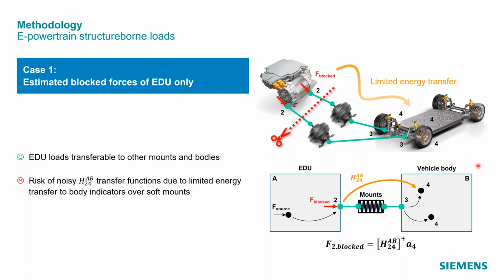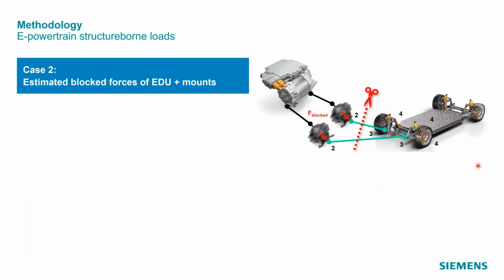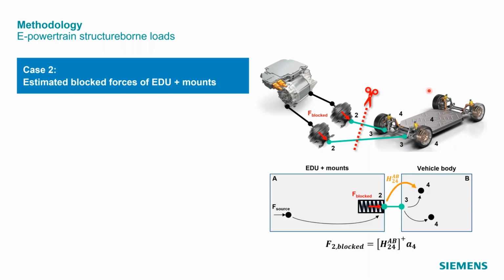Okay, so is there some other way that we could go about doing this measurement then? Well, one option would be to simply redefine the interface between the powertrain and the rest of the body. So using the same physical assembly, the same prototype for characterizing our EDU, we simply redefine the interface to being between the passive side of our mounts and the rest of the vehicle body. And again, we can use in situ TPA to estimate the blocked forces in this case.